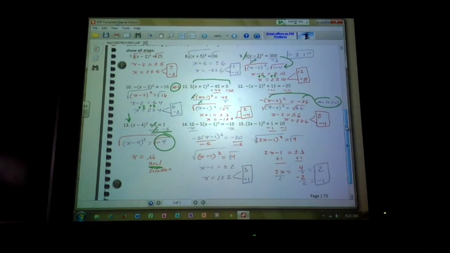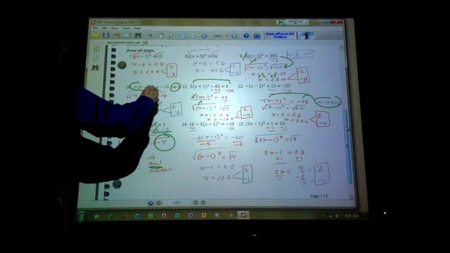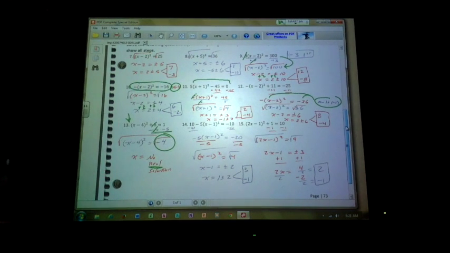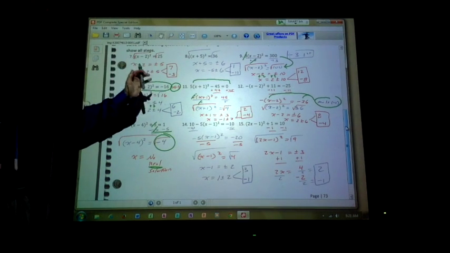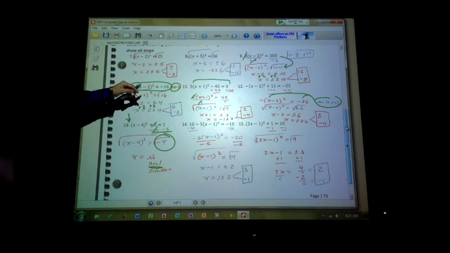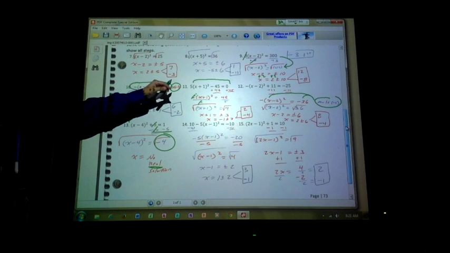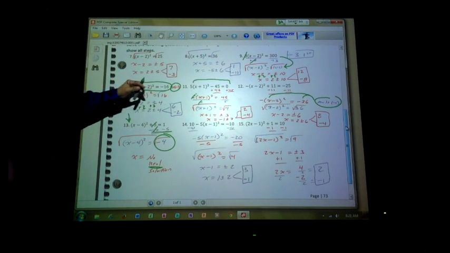But I don't want you to confuse this with, say, number 10. If you look at number 10, how we started it, there is a negative over here. Don't jump to the conclusion that's no real solution, because you have to divide both sides by the negative 1 first, or multiply both sides by negative 1 in order to get the negative out of here, and that made it positive.